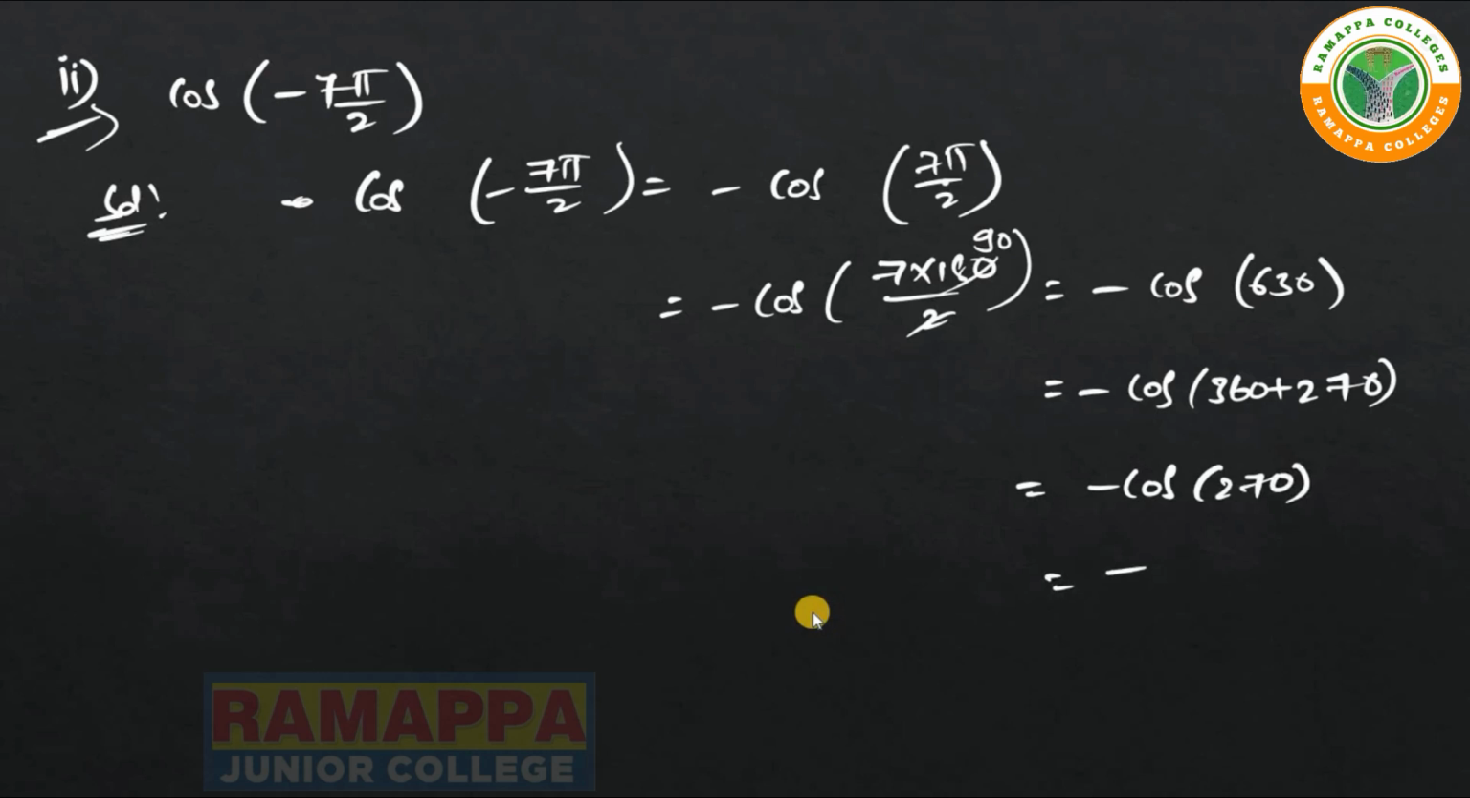We can write it as minus cos of 180 plus 90, which is minus cos of 90. Cos 90 is equal to 0, right, this is the value here. Okay, next question.